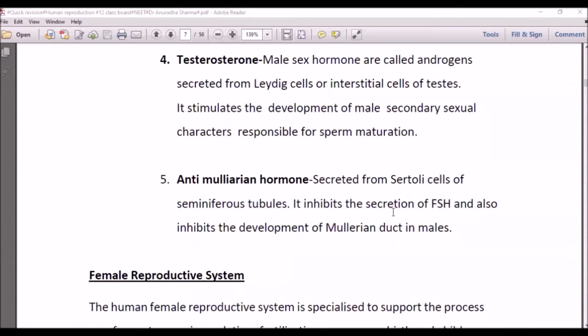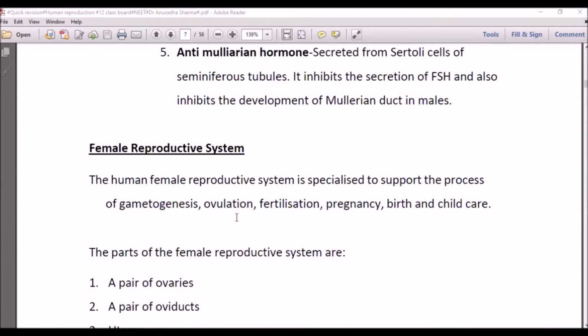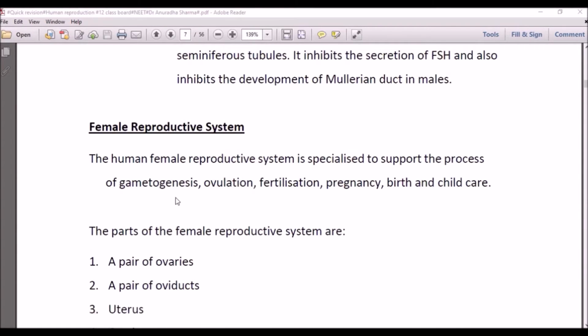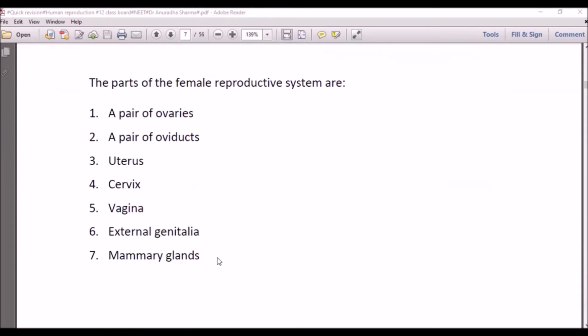So till now we have studied the different male hormones, glands and different parts of the male reproductive system. Now we will go through the female reproductive system. The female reproductive system is specialized to support gametogenesis, ovulation, fertilization, we know. After that, pregnancy occurs, and birth and child care. So the female reproductive system consists of these parts.